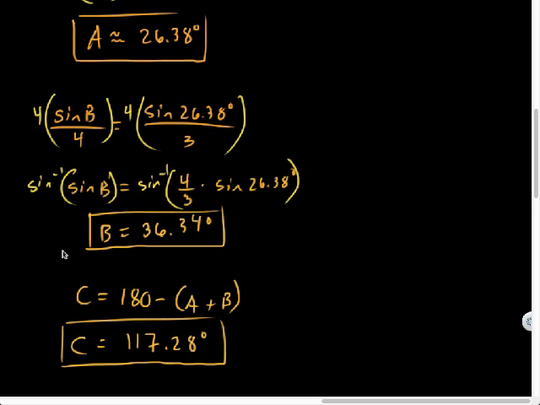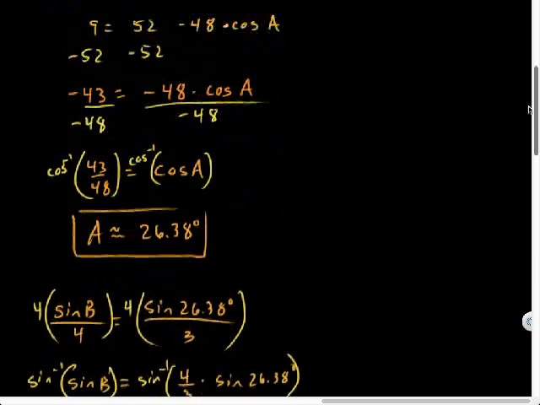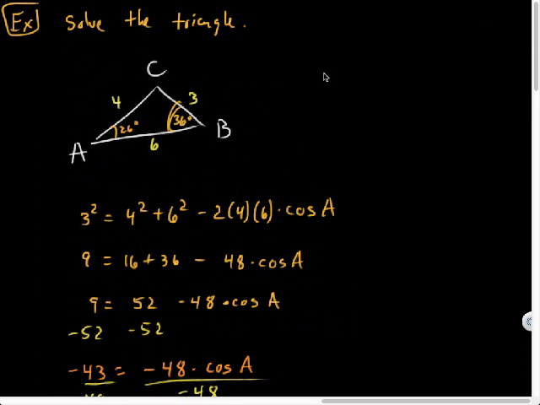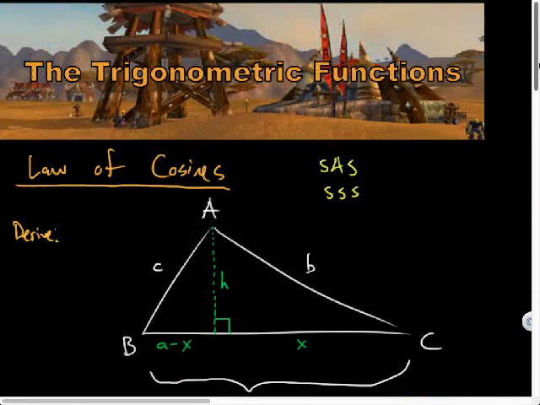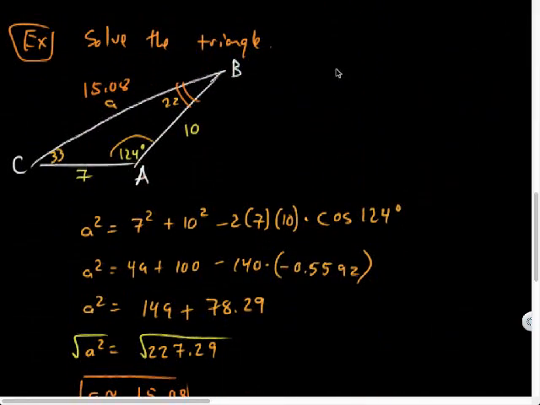So, the benefits of law of cosines, when you want to use it, or actually when you'd have to use it, are when you have a side, side, side situation, right? I was given 3 sides. Or when you have a side, angle, side situation. All right, that's when you want to use it.